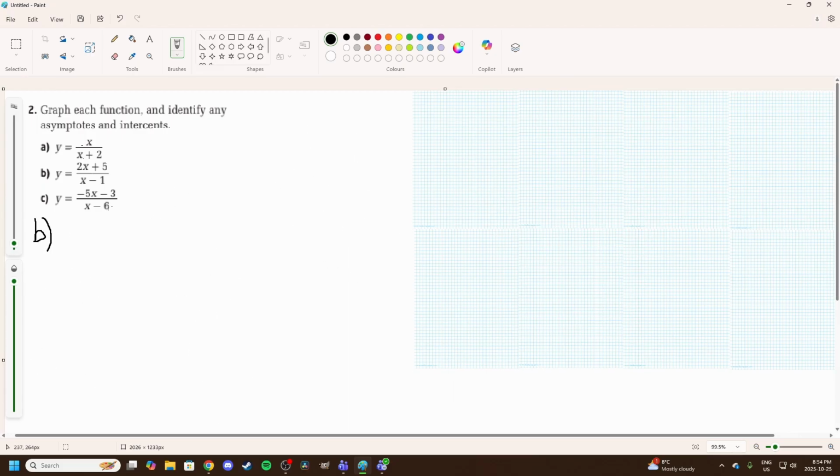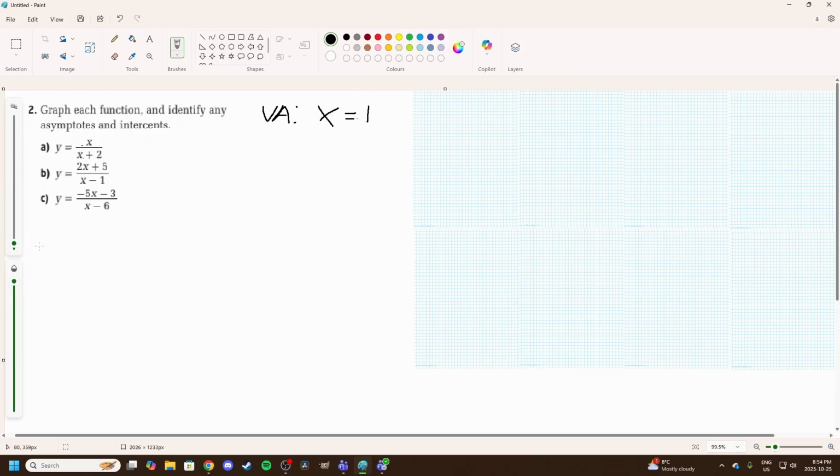So question B is y equals (2x plus 5) divided by (x minus 1). Okay. So let's, again, use the same steps as before. Let's just find the vertical asymptote here. We're going to find that by setting the denominator to equal 0, right? So in this case, x minus 1 equals 0. We just add 1 on both sides, and you have x equals 1. So x equals 1, that's our vertical asymptote.